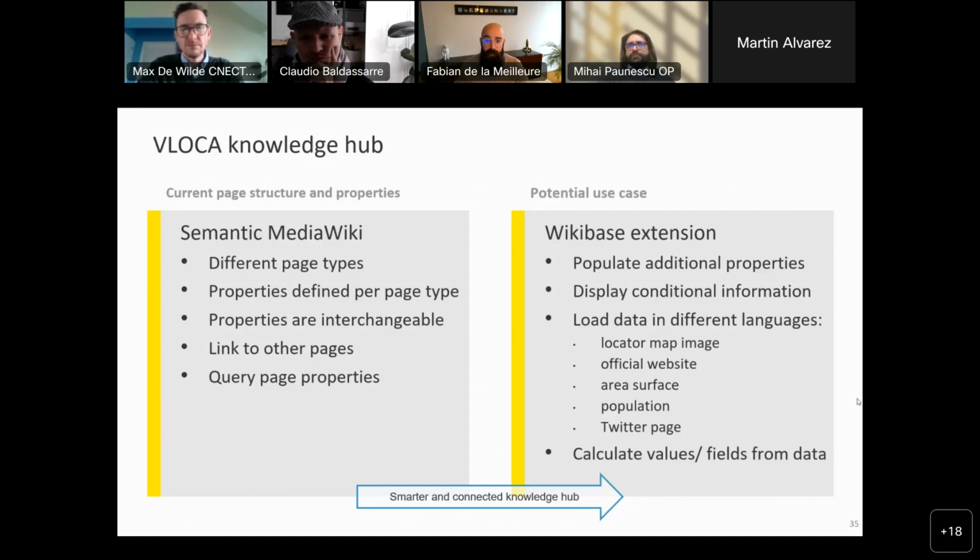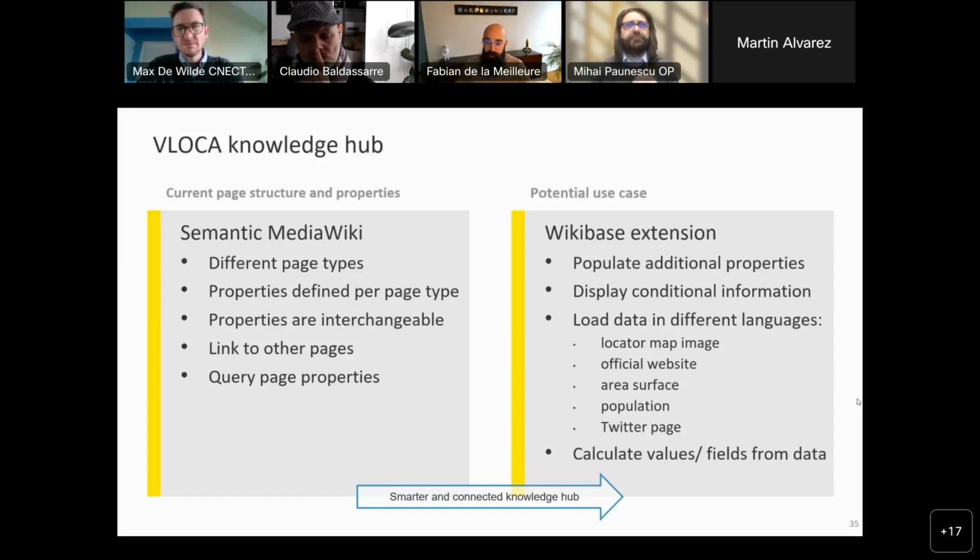First and foremost, what we do with semantic media wiki, I'm just going to read out the list, is that we are able to load different page types. Every page type has a separate set of properties defined for that specific page type, so we can customize the sidebar, for instance, at our wish. Properties are interchangeable, which means that we can link the properties that we store in one page and reload them onto another page, which allows us to link and dynamically navigate also in our knowledge hub.